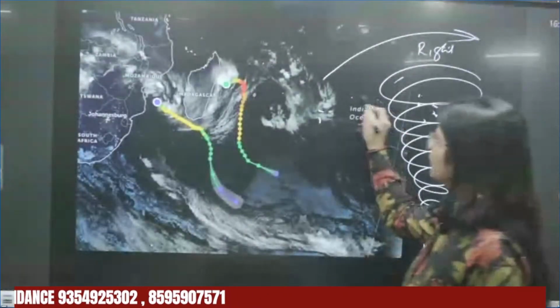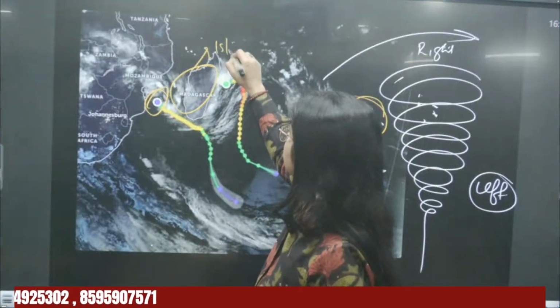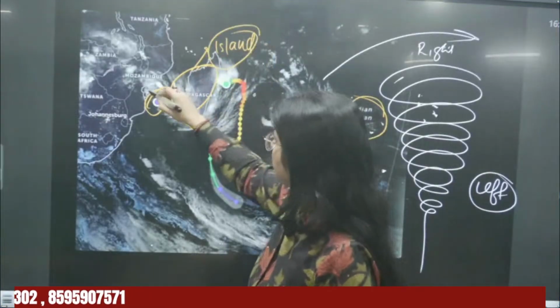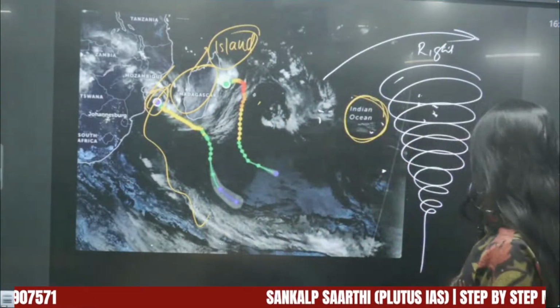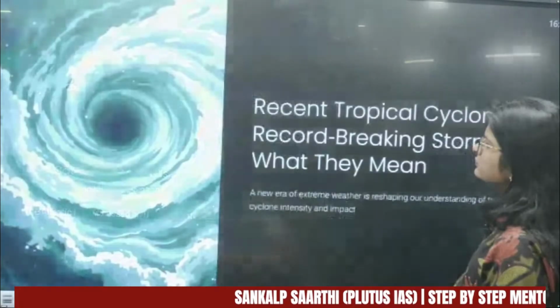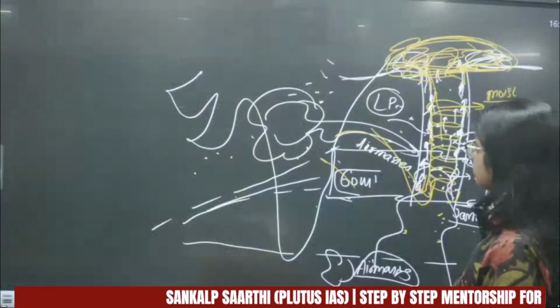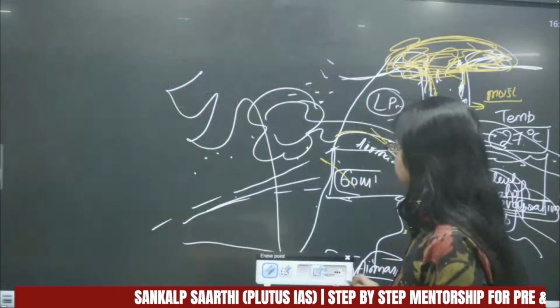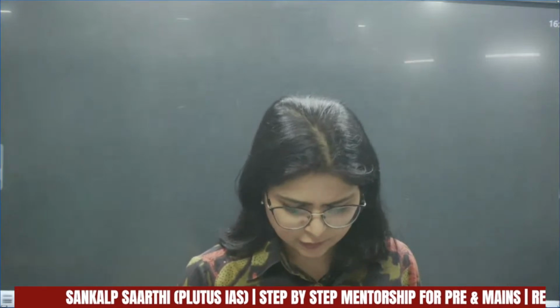This has been formed in Madagascar. Madagascar is an island near Africa. Here you have the formation of cyclones. This is the Indian Ocean. Right? Write down further, write down about the stages.